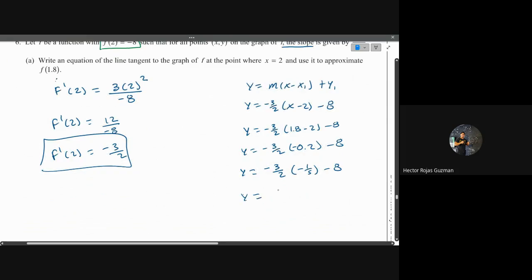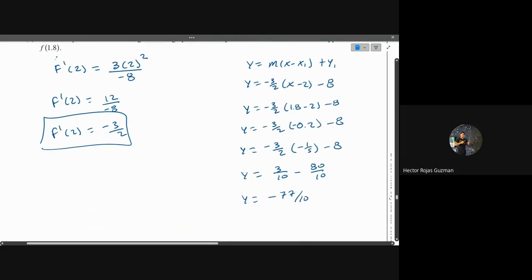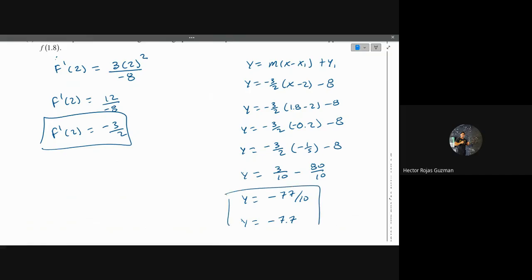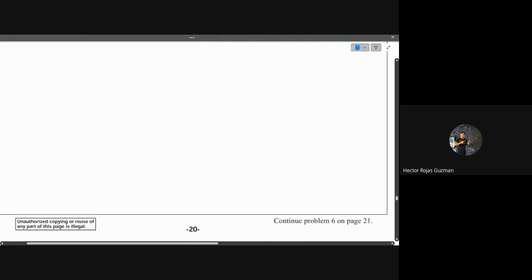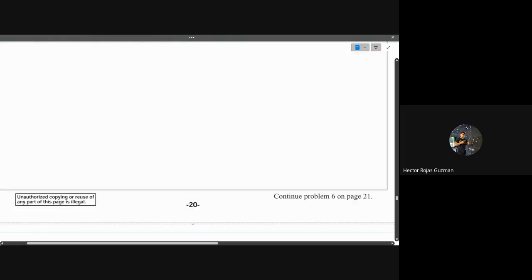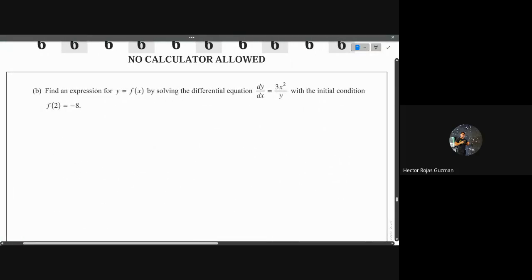That's going to give us positive 3/10. And I'm going to go ahead and get a common denominator for 8. So that's going to be 80 over 10, which becomes negative 77 over 10. You can leave it like that, or you can give it as a decimal, negative 7.7. That's 3 points. One for the slope, one for the tangent line, one for the approximation. Okay, now the last one. The one that we've been bombing a lot lately. Actually, this one wasn't that bad because we improved it.